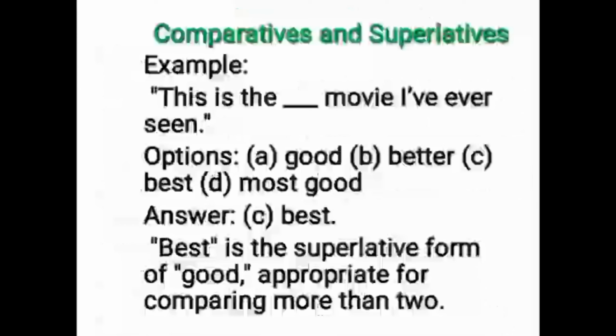Then let's look at comparatives and superlatives. For example, this is the dash movie I've ever seen. The goes with superlatives. The option is best. Best is the superlative here. So the goes with the superlative. You cannot say good or better. So this is the best movie I've ever seen. Best is the superlative form of good, appropriate for comparing more than two. So when you are comparing more than two things, use your superlative.